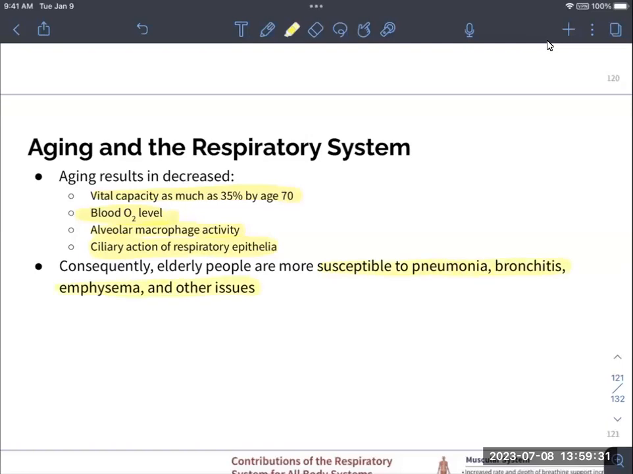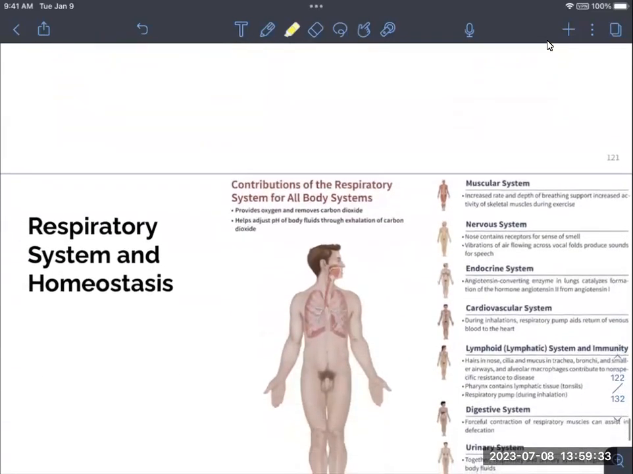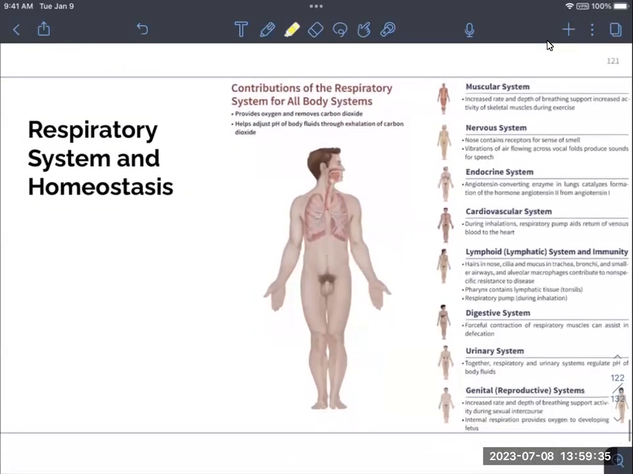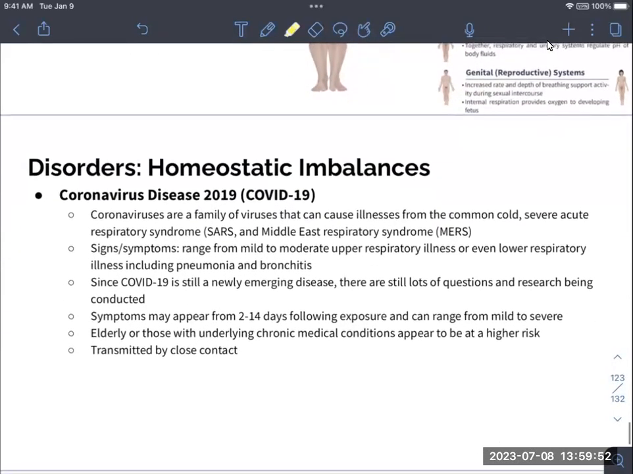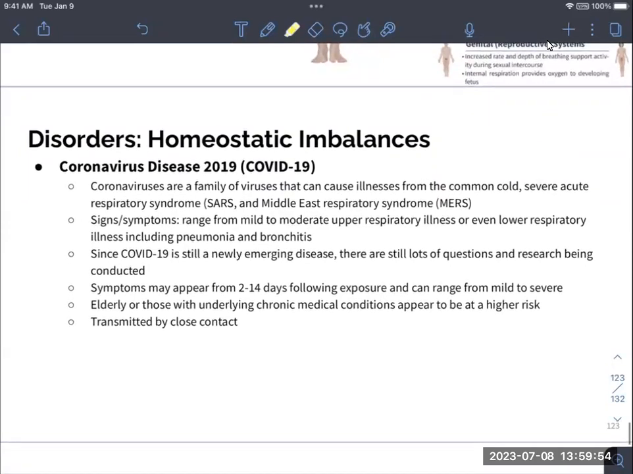Our respiratory system, since it carries oxygen and gets rid of carbon dioxide, again, it's going to work with every single system in our body because every single one of our cells is making ATP. And our cells need this ATP to be able to function. So let's go through some different diseases.